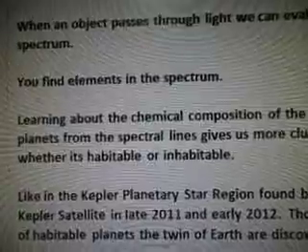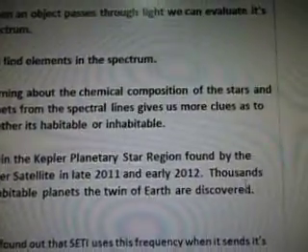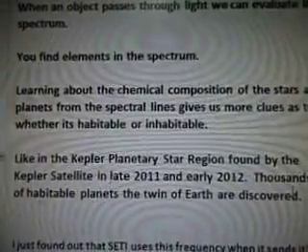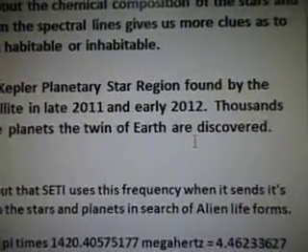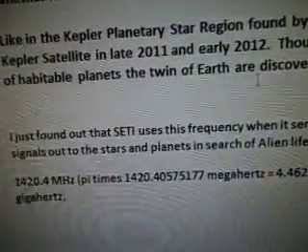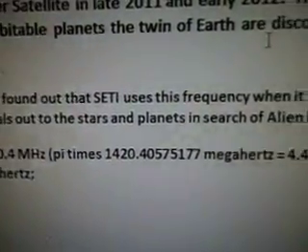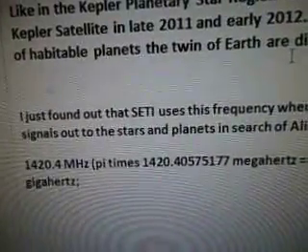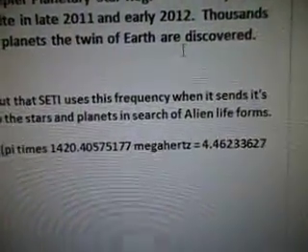When an object passes through the light, we can evaluate its spectrum. You find elements in this spectrum. Learning about the chemical composition of the stars and planets from the spectral lines gives us more clues as to whether it's habitable or inhabitable. Like in the Kepler planetary star region found by the Kepler satellite in late 2011, early 2012, thousands of habitable planets in the twin of Earth are discovered. I just found out that SETI uses this frequency when it sends its signals out to the stars and planets in search of alien life forms.